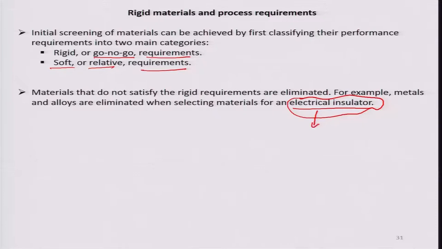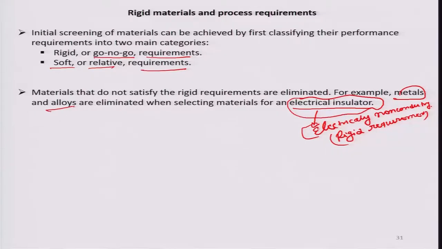Your rigid requirement is that the material be electrically non-conductive. So you simply eliminate metals and alloys, and a significant portion of the material list has been eliminated using only one rigid requirement. Then the second is soft or relative requirements.